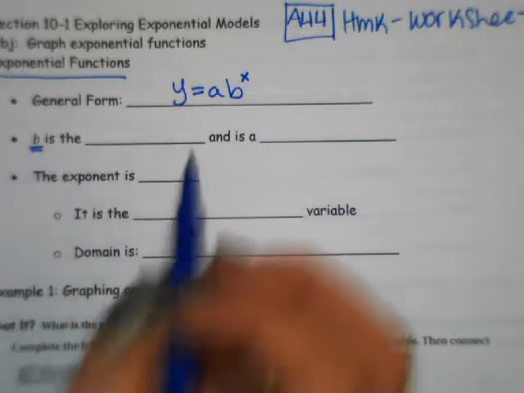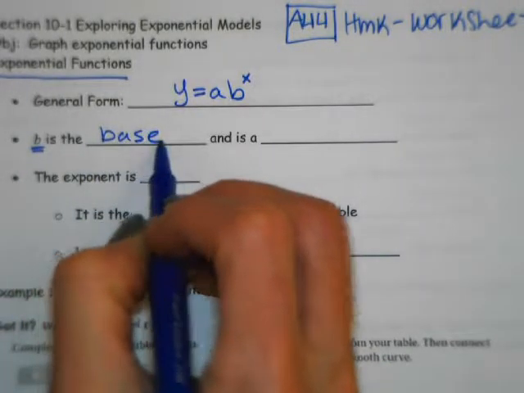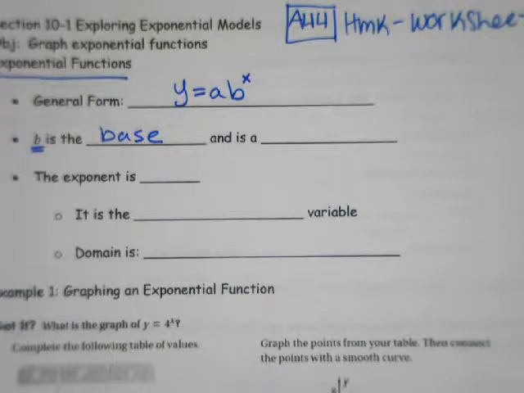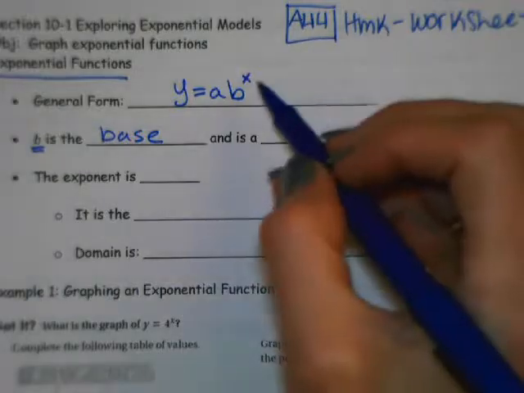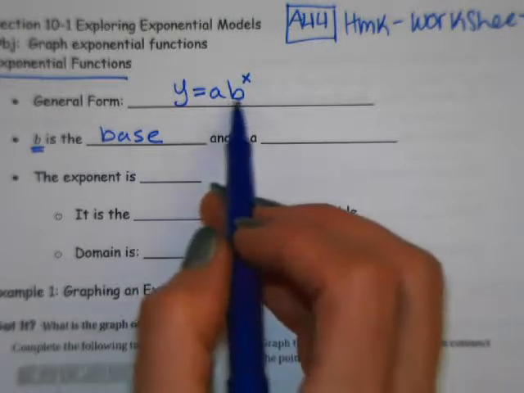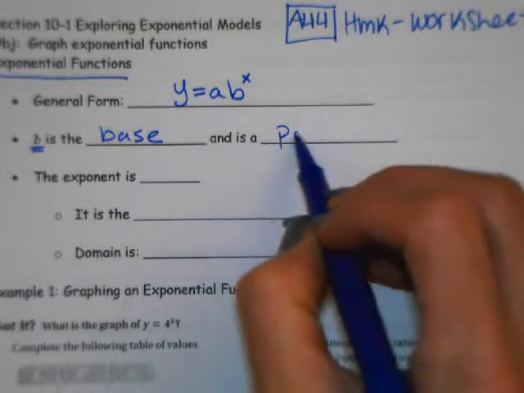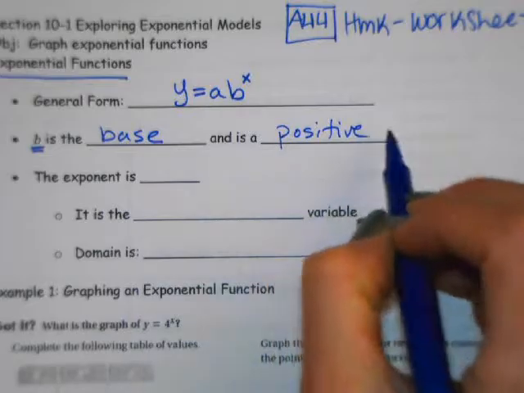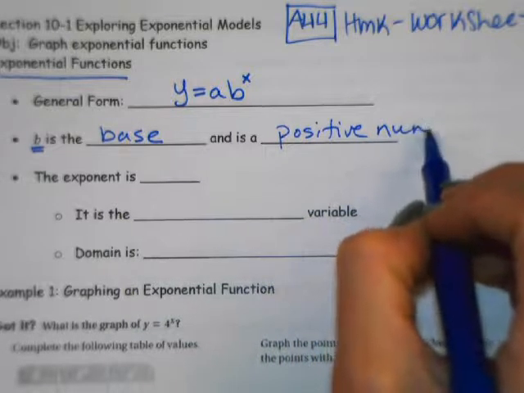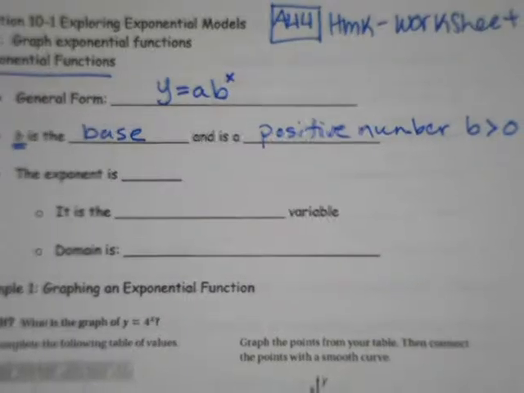And b, the value b, is what we call the base. And that's where we're used to seeing the exponent. We're used to seeing like x squared or x in general. But now our exponent, or our variable, is actually going to be the exponent. So we're going to call the value in front of it the base. Okay? And it's always going to be a positive number, where b is going to be greater than 0.